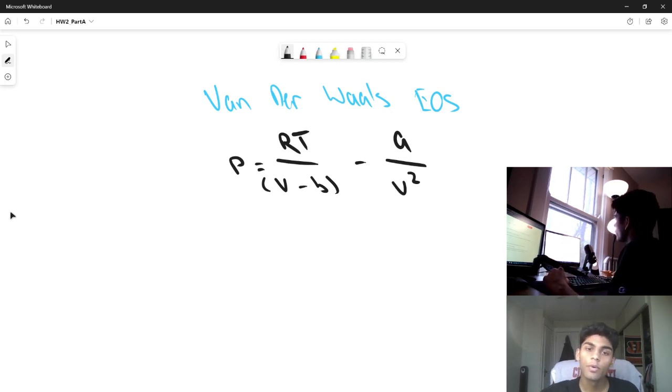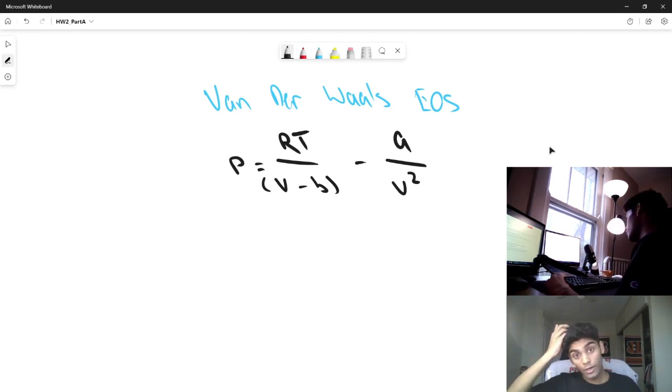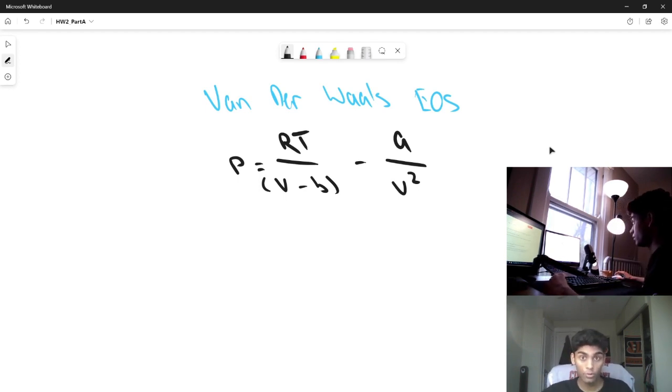So today we're going to be talking about van der Waals equation of state, especially at the critical point. We're going to derive some coefficient values for A and B. We're going to determine the compressibility factor for van der Waals equation of state at the critical point, and we're going to create a pressure volume diagram for water over a certain temperature range. Without further ado, let's go ahead and get into this.